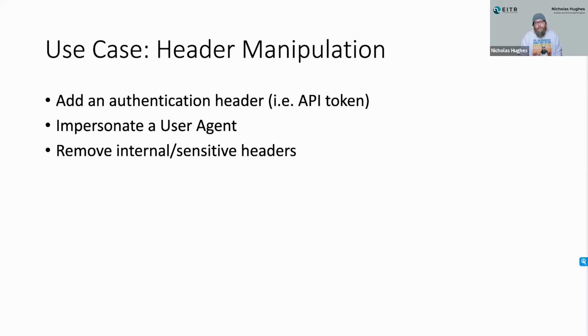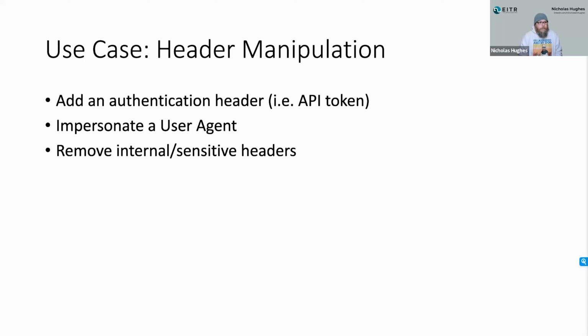Another possible use case is impersonating a user agent. Essentially, if a machine workload reaches out to the internet, that remote server can see the user agent of that requesting application, right? So whoever coded that app, maybe they hard coded something in there.